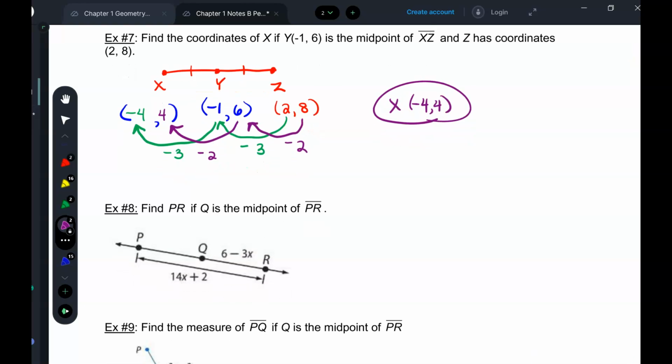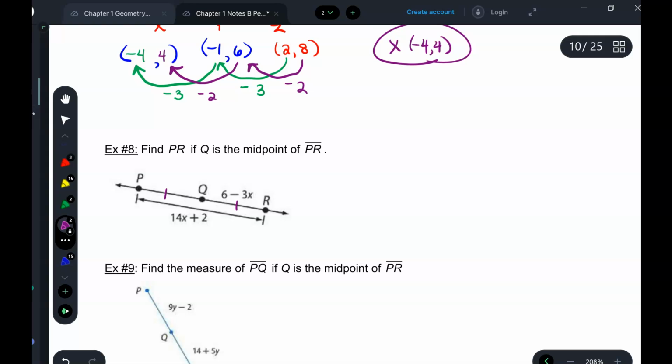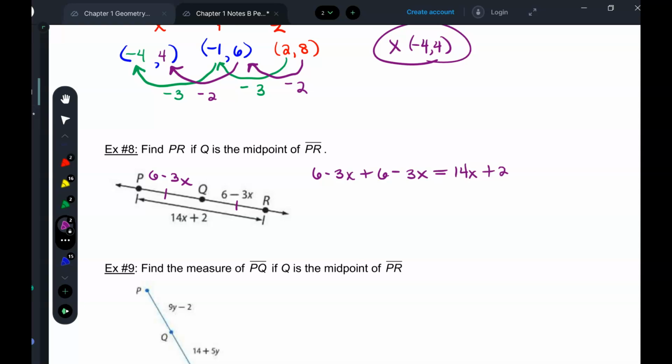Okay, it looks like we're running a little short on time. Let's see here. We want to find PR if Q is the midpoint. So what are these two segments? Aren't these two congruent? Yes. Anybody have an idea how to set that up? Well, if this is 6 minus 3x, what's this have to be? 6 minus 3x. Aren't these identical? Yeah. Okay, so what would 6 minus 3x plus 6 minus 3x have to equal? Good, 14x plus 2. You see how the whole line is 14x plus 2? Right, makes sense?